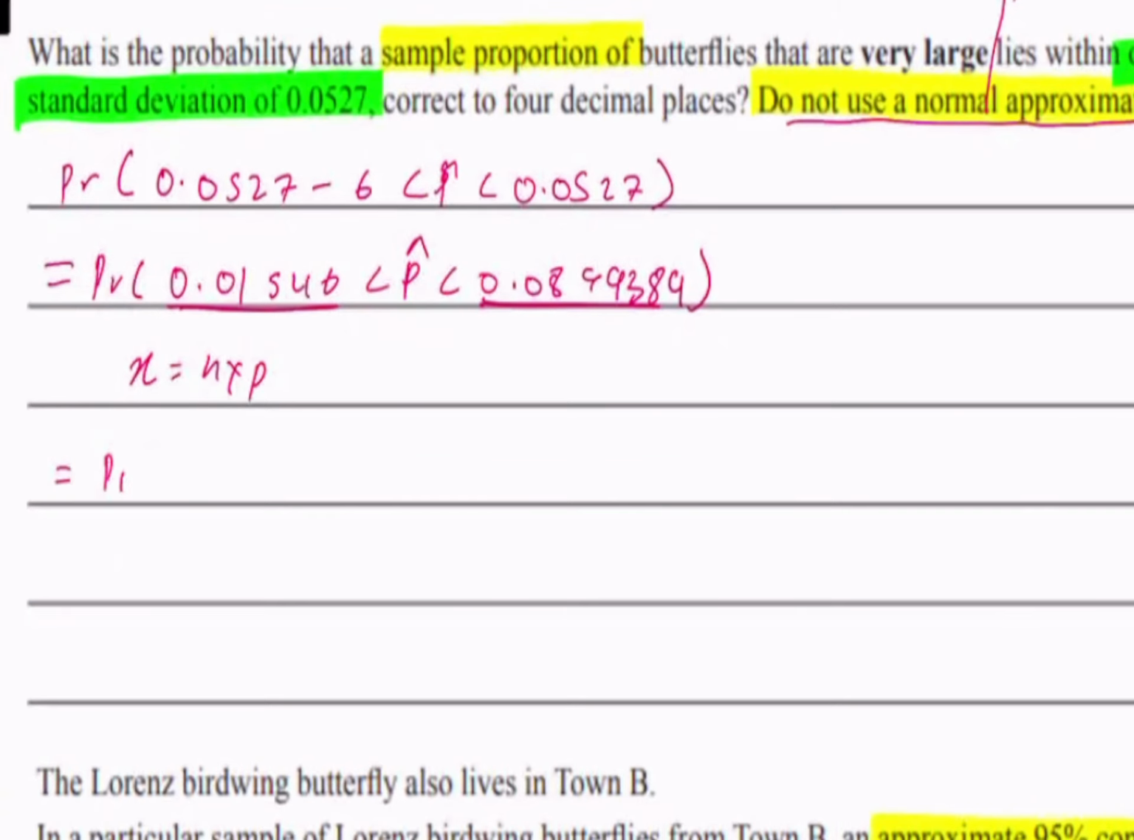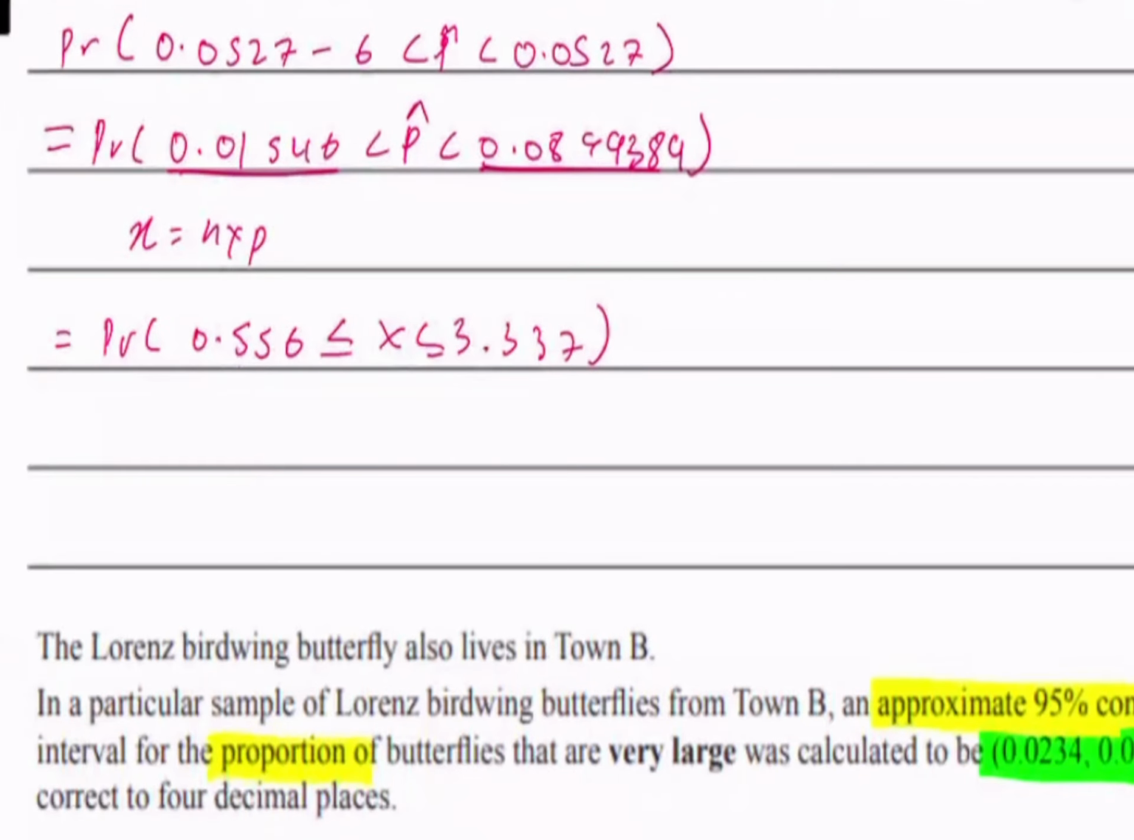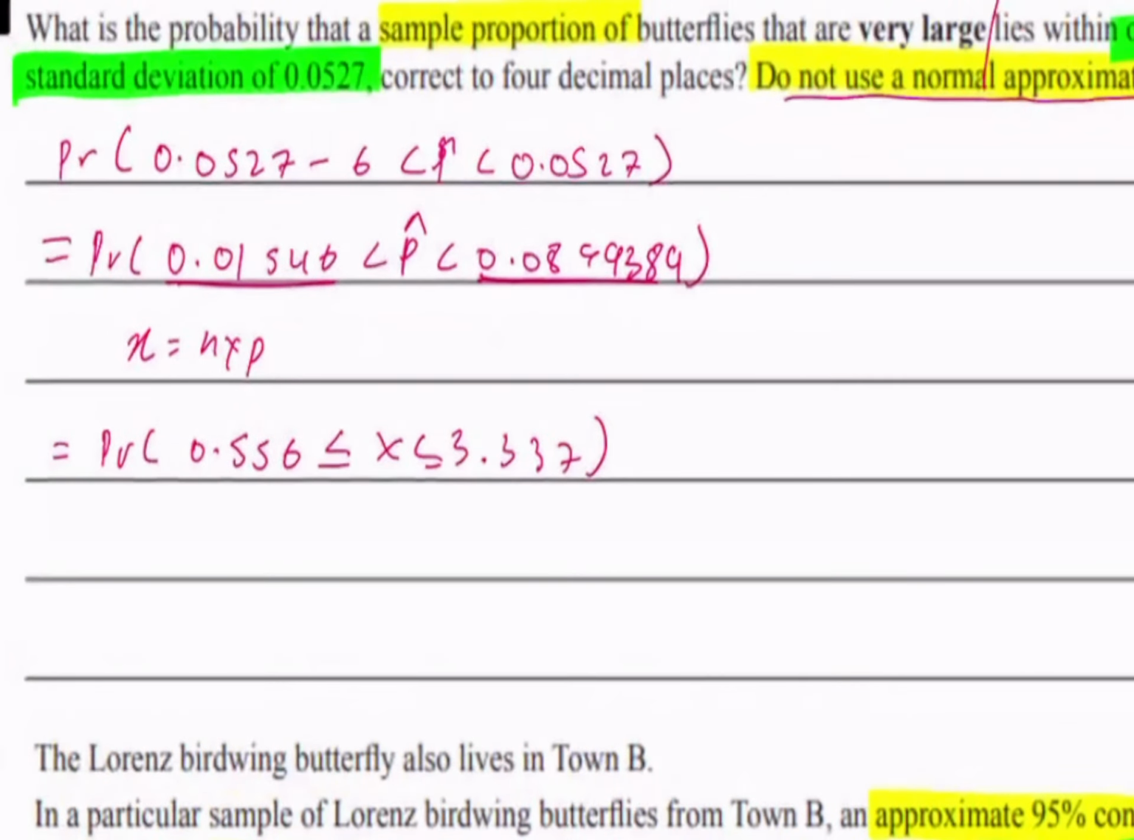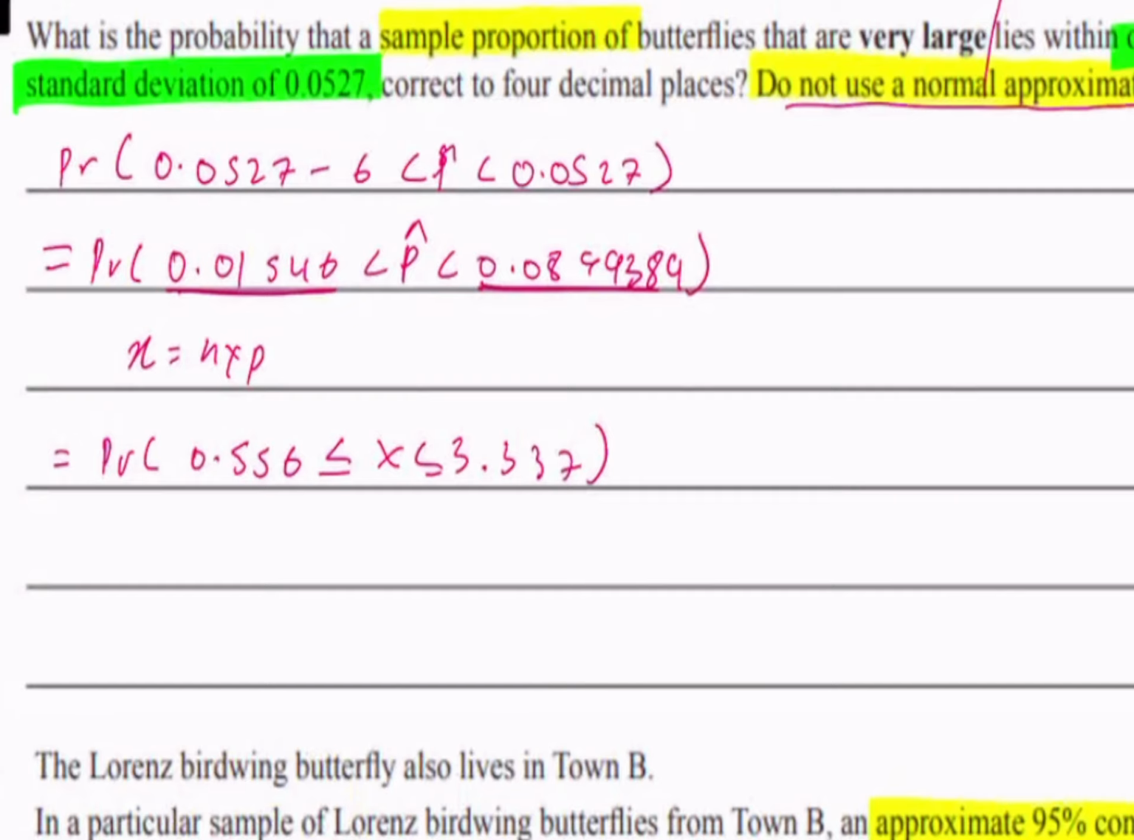And then you should get the probability that x is between 0.55654 and 3.337. So since it's binomial, we have to convert these to whole numbers because you can't have a fraction of a butterfly.